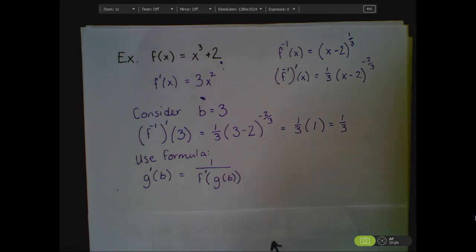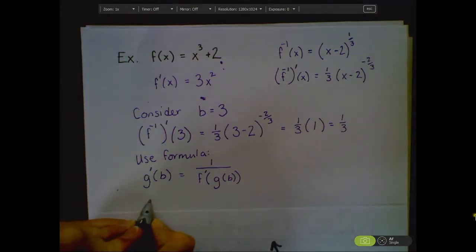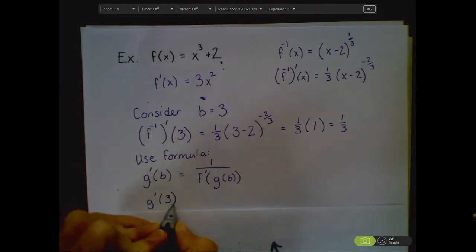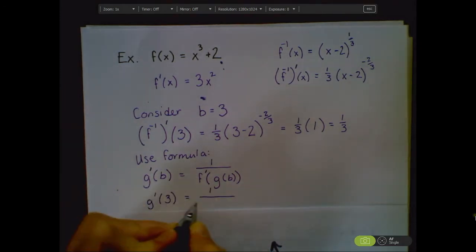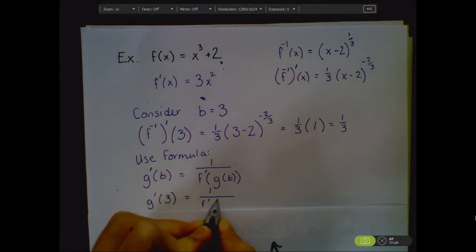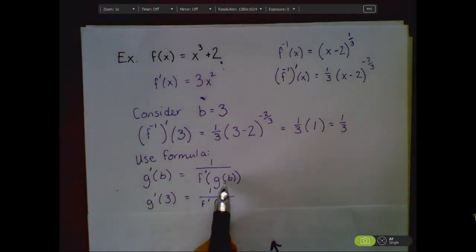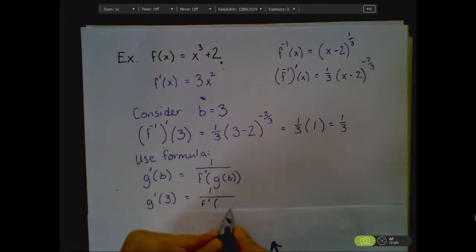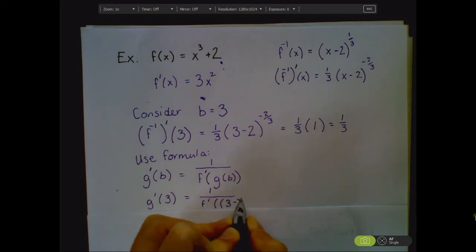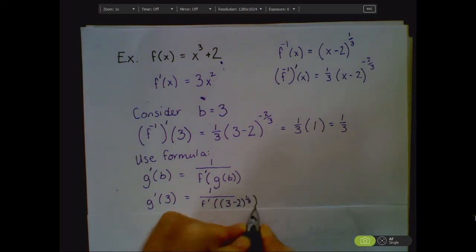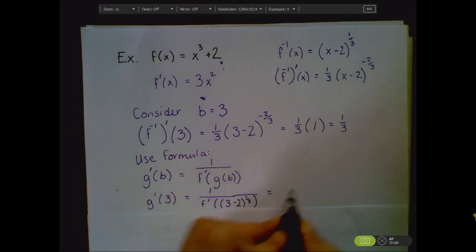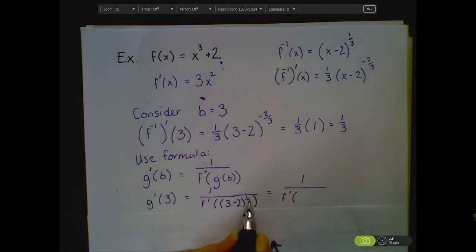So how does this formula work in this case? Well, we see that g prime of 3 is going to be equal to 1 over f prime of g of 3. I'm going to plug 3 into my inverse function. My inverse function in this case is going to be (x minus 2) to the 1/3, so it becomes (3 minus 2) to the 1/3, which is equal to 1 over f prime of 1, since 3 minus 2 is 1 and 1 to the 1/3 is 1.